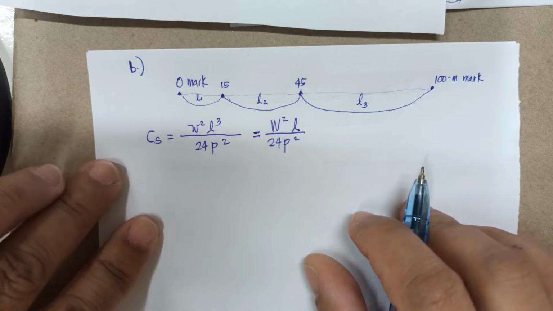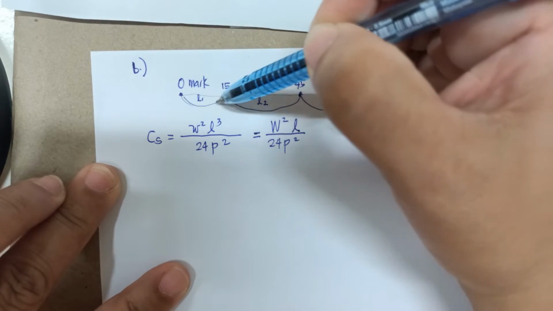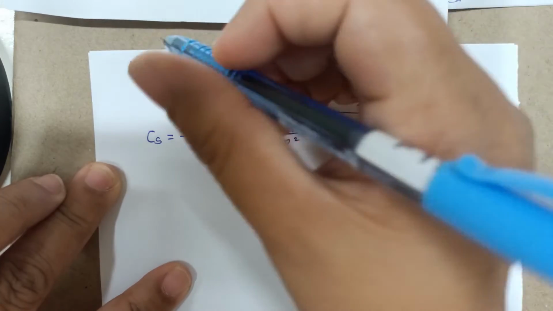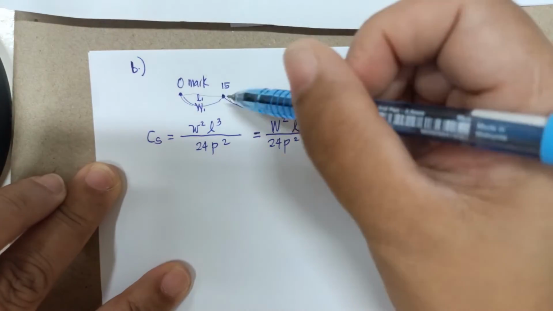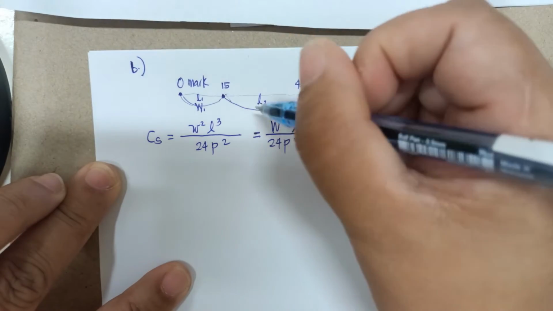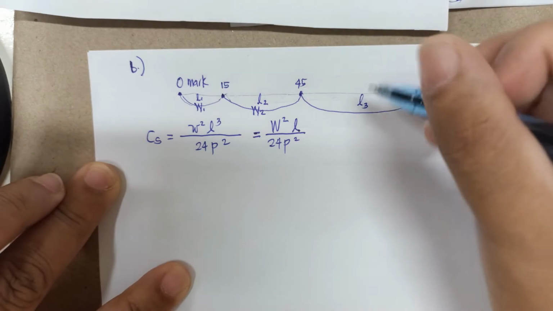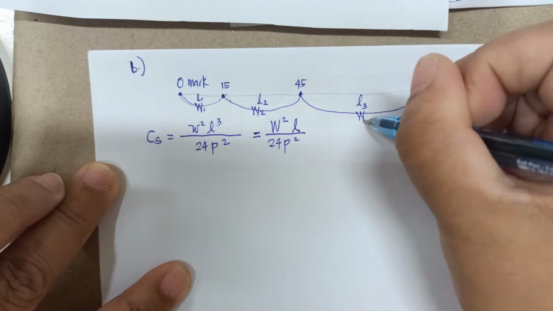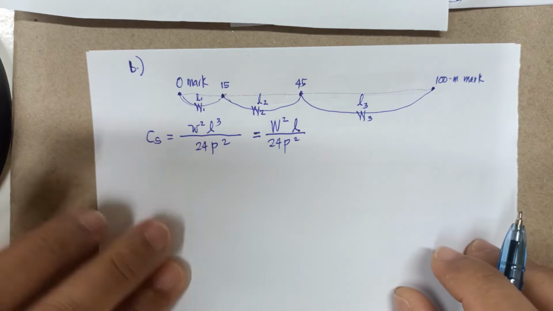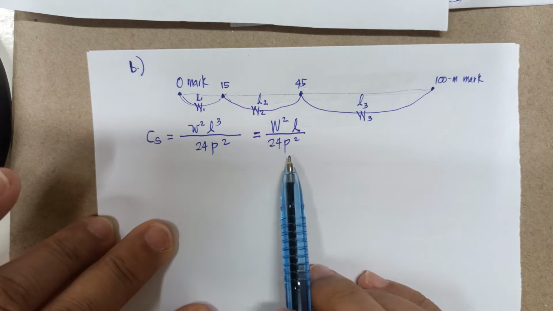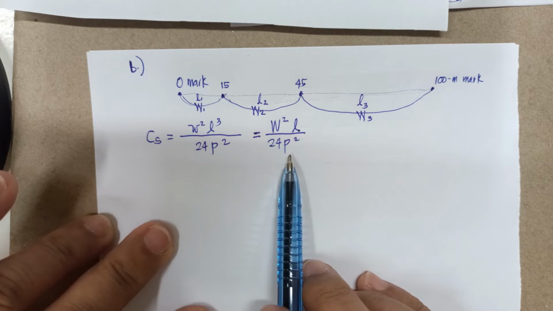So same thing, I have also the weight between this support. Let me call that one W sub 1. The weight between 15 and 45 to be W2. Then the weight between 45 to 100, say W3. Of course, the applied pull is same, which is 5 kilograms.